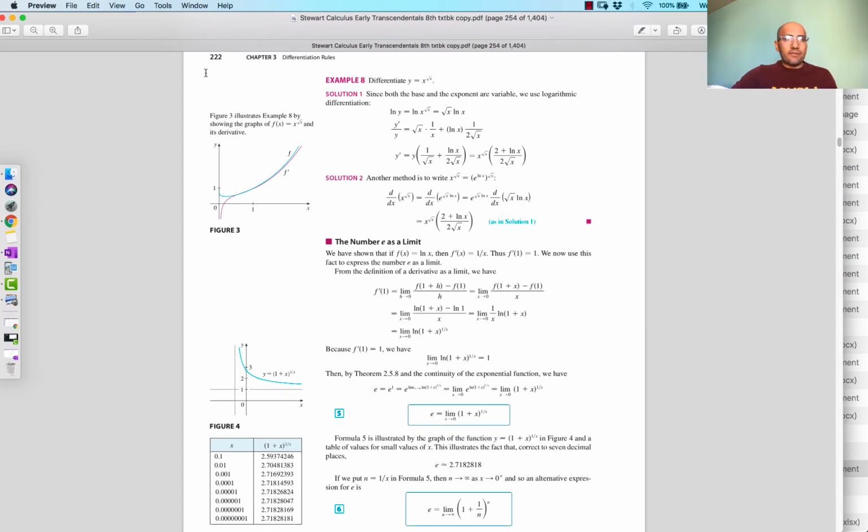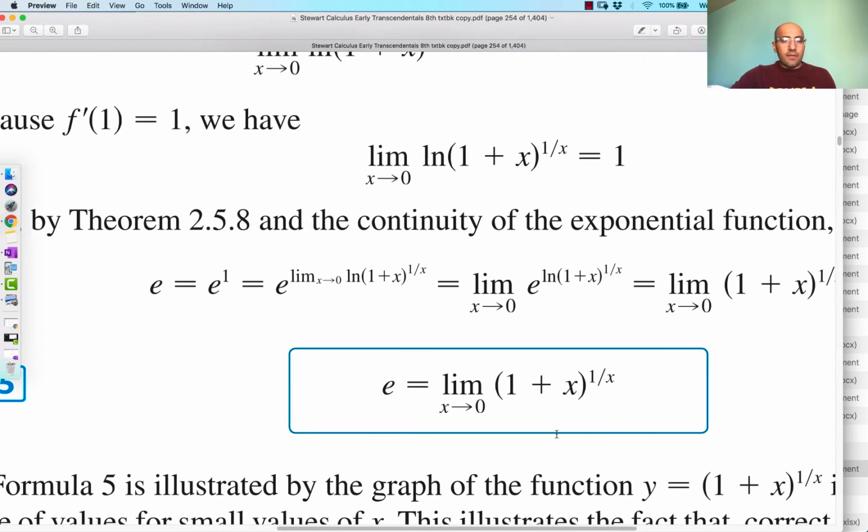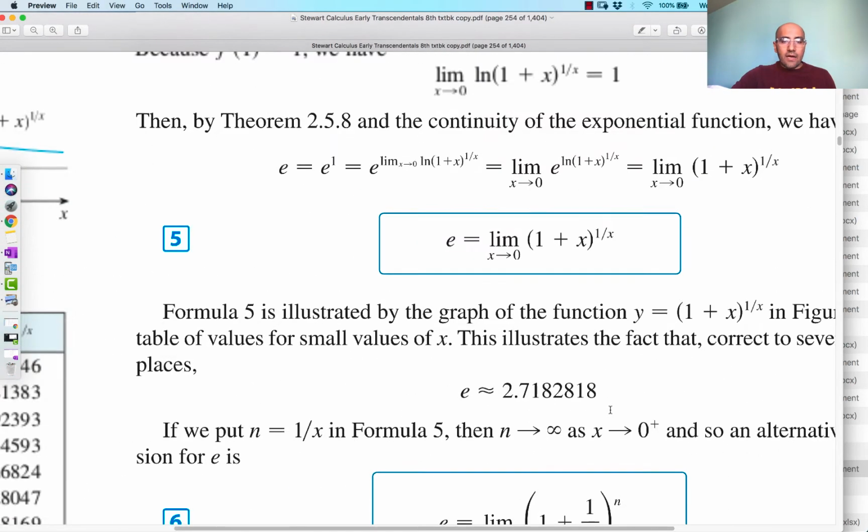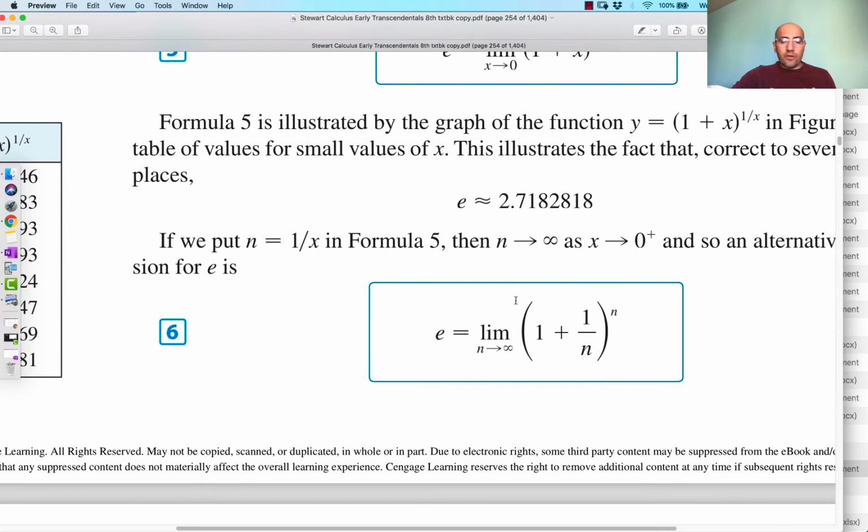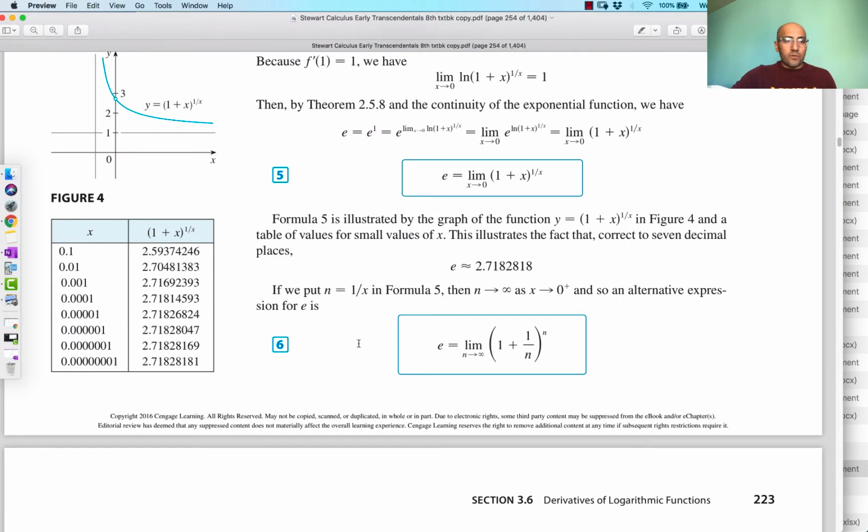Okay, so here we are on page 222 of your textbook. Right down here, there was this introduction of e as a limit. And so there are two popular ways to describe e as a limit. Here's one of them. The limit as x goes to 0 of 1 plus x to the power of 1 over x. And then the other way, which in this case we want to use, is the limit as n goes to infinity of 1 plus 1 over n to the power of n. Right? So this is exactly equal to e. So we had to pull that out.